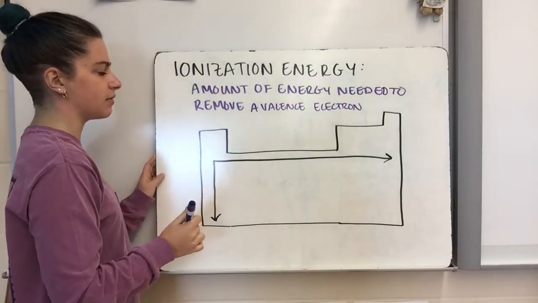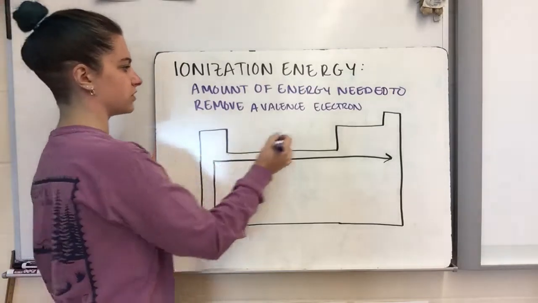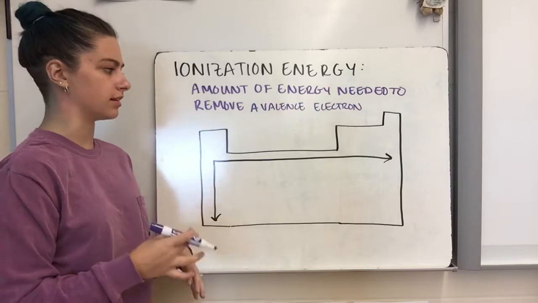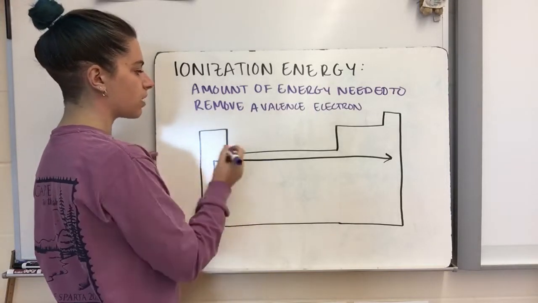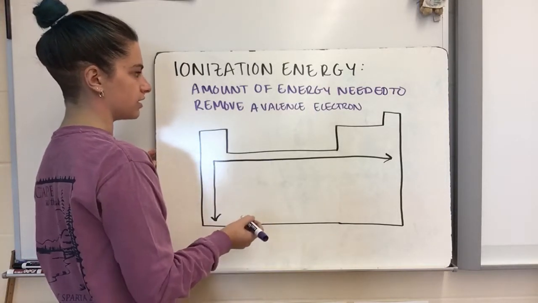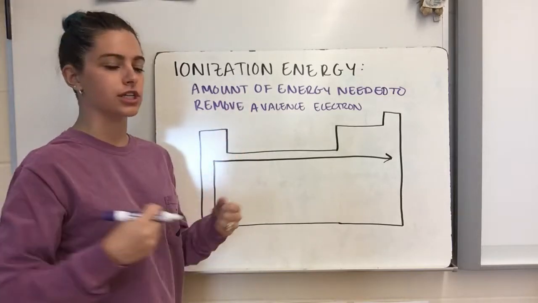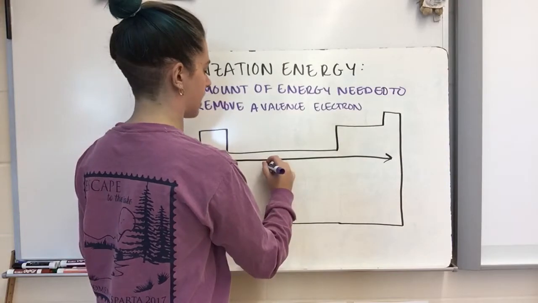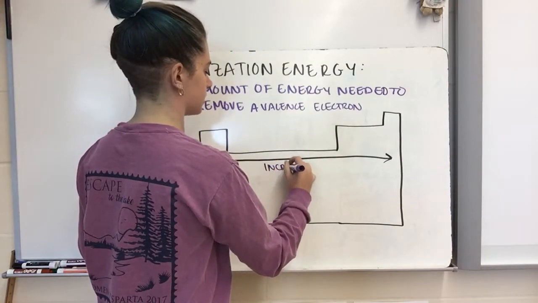Now, if we keep in mind what's happening as we move from left to right, so we said the radius was getting smaller because the protons are pulling more on the electrons. Okay, so if my protons are pulling more on my electrons, it's going to require more energy to pull that electron away. So as we move from left to right, our ionization energy increases.